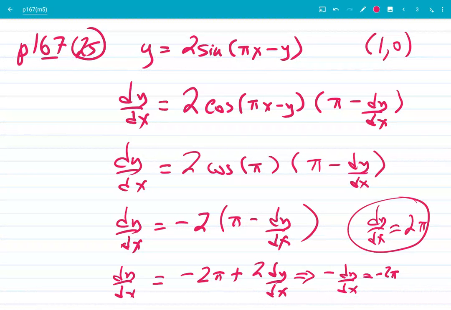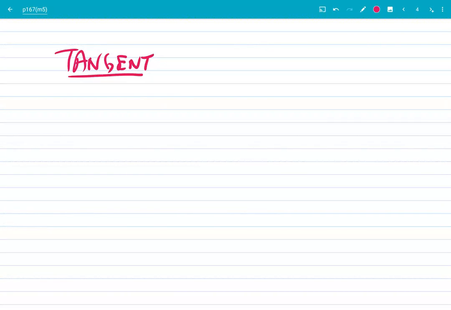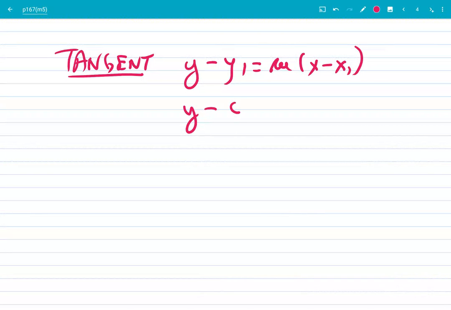Okay, so now let's write the tangent line. So the slope is 2 pi, right? Okay, here we go. So we're just going to do the tangent line: y minus y1 equals m times x minus x1. Now y1 is 0. Remember, we plugged in 0 for y. m is 2 pi, and x1 is 1. We plugged in 1, right? Okay, that's it, unless you want to simplify a little bit.